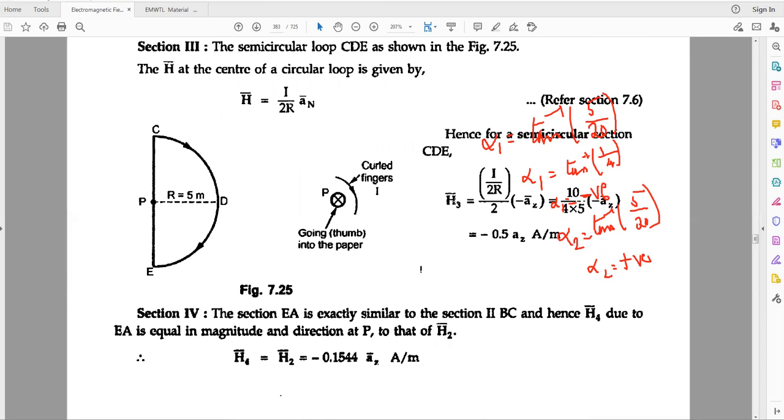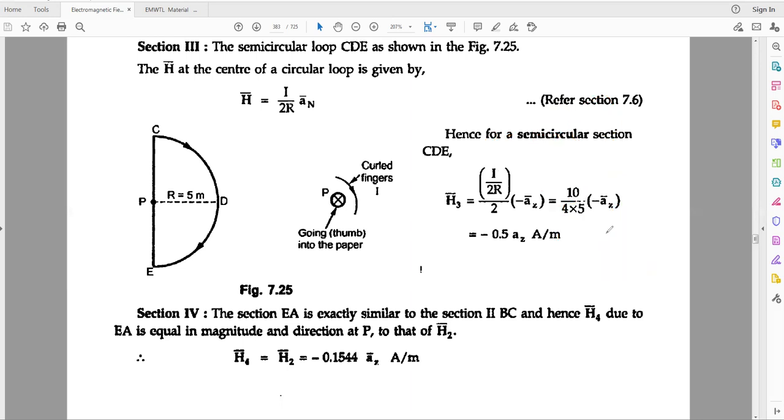H is equal to, because it is I by the actually 2 pi r, as a circular loop it is given as I by 2r. This formula we already derived, my dear students, in the A n bar direction. Okay. Let's substitute the values. We'll get 10 by 4 into 5. R is 5, my dear students, and minus AZ bar. Okay. Minus 5 AZ bar ampere per meter.